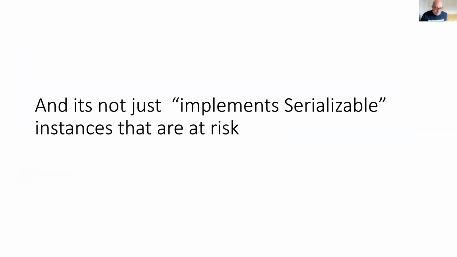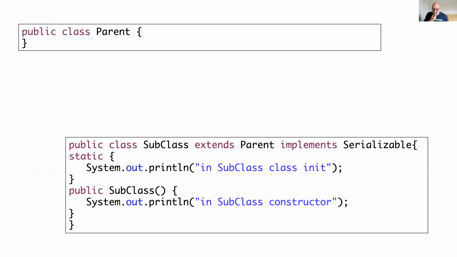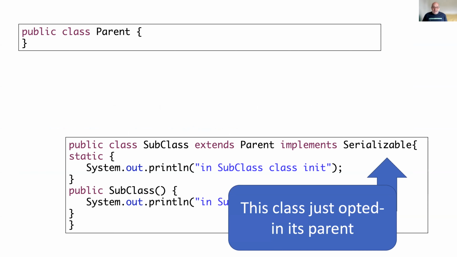Right. Now, you might think it's just those classes that implement Serializable, but unfortunately, if you have a parent-child relationship, then subclasses can opt parent classes into the serialization process. So just by adding implements Serializable on a subclass, that parent class becomes part of the process.